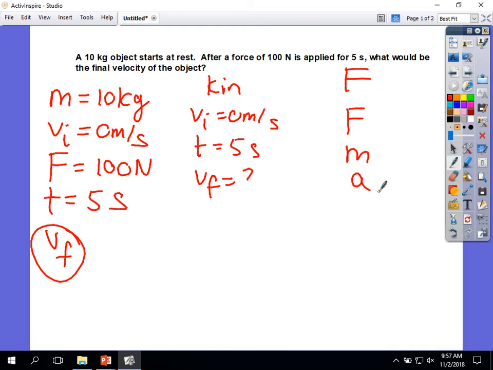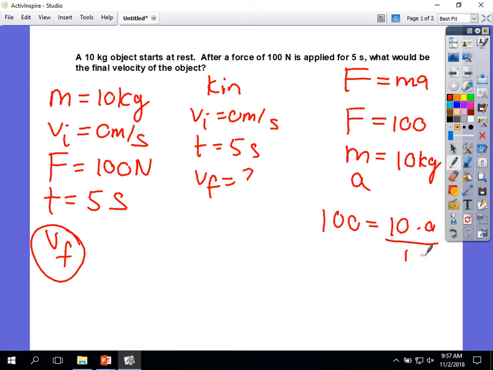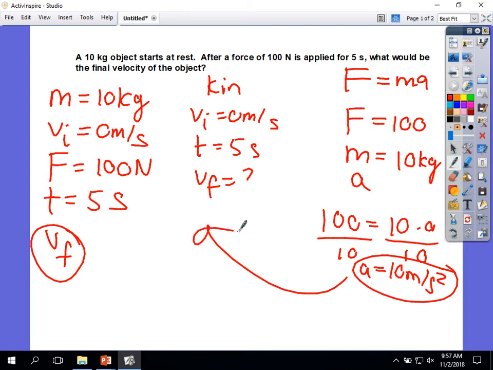So what is given to me here? I know the force is 100 newtons. I know the mass is 10 kilograms. If I know the force and the mass, can I solve for acceleration? Of course. This would be F equals MA. So 100 equals 10 times A, divided by 10, A equals 10 meters per second squared. Ta-da! So we now have the acceleration. What am I going to use that for? I can bring it on over to the kinematic part to use it to find final velocity.